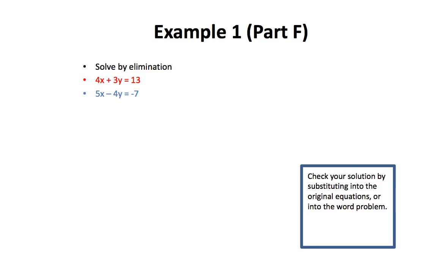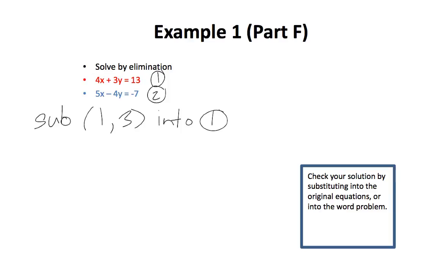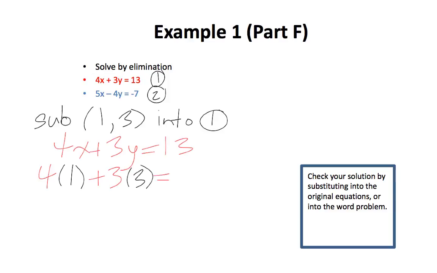We need to check and see if this solution is indeed the correct answer, which means we need to do a left side, right side check for both equation 1 and equation 2. Let's start with equation 1. So I'm going to sub 1, 3 into equation 1. Equation 1 is 4x plus 3y equals 13. Instead of writing x, I'm going to write 1 in brackets. Instead of writing y, I'm going to write 3 in brackets, and everything else stays the same.